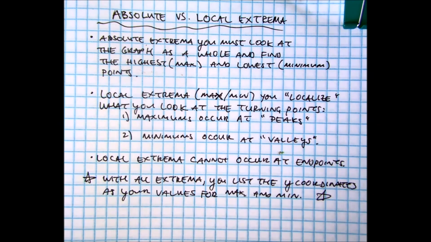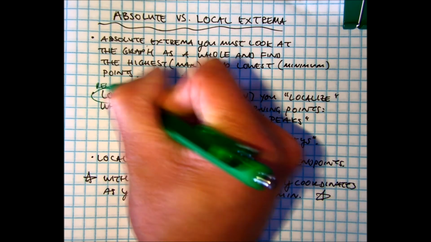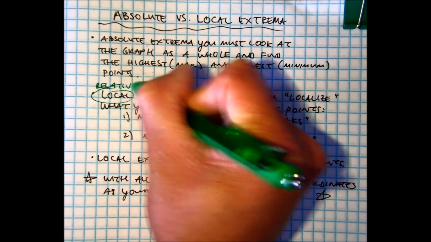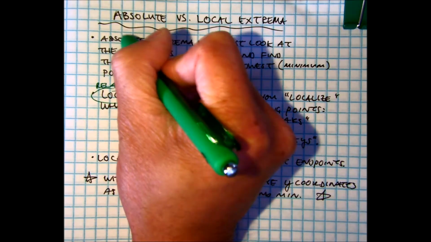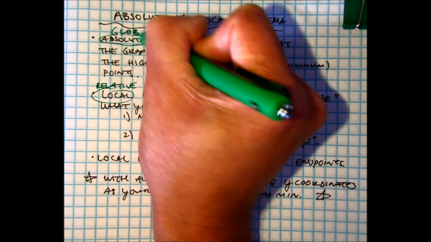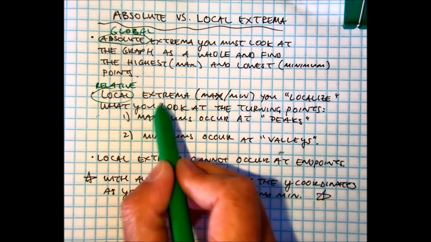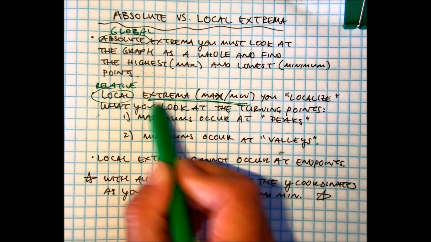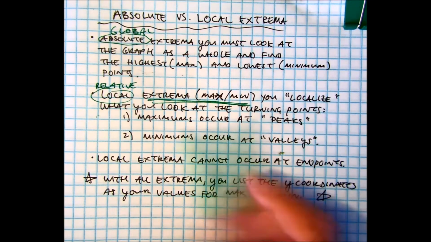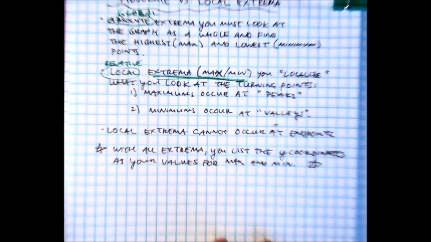Local extrema, another word for local, you can write relative. Another word for absolute, you can write global. Relative extrema, the word extrema just basically means max or min, just fancy words. You localize what you look at when you look at the turning points. So let me go ahead and draw you guys a quick example.